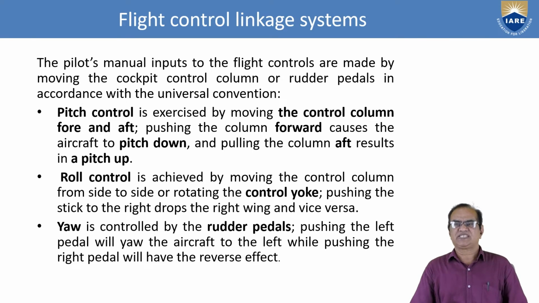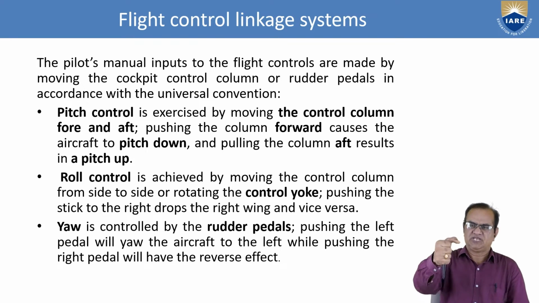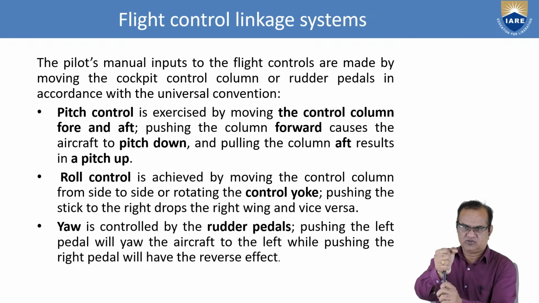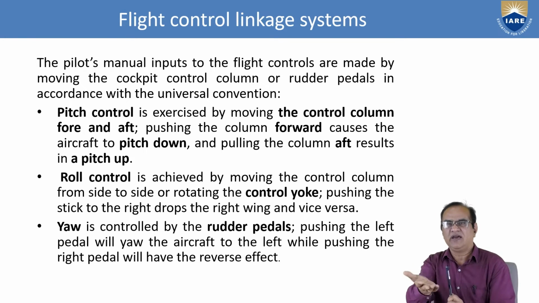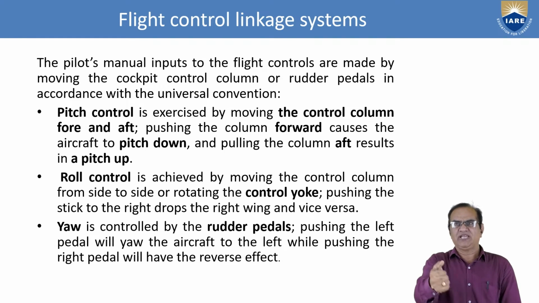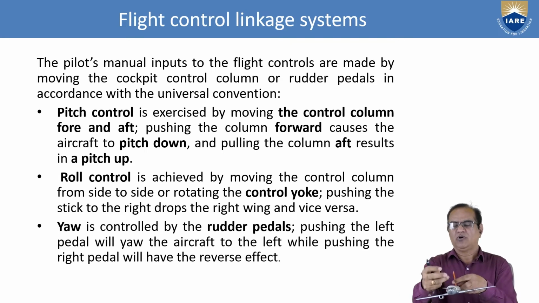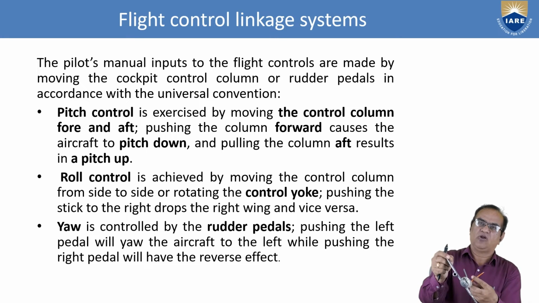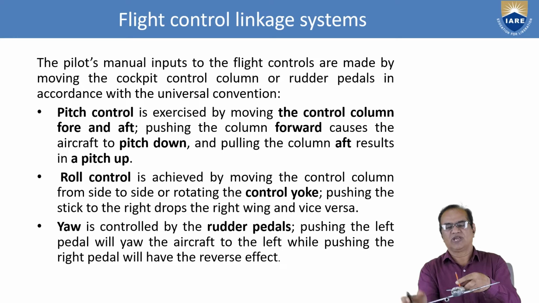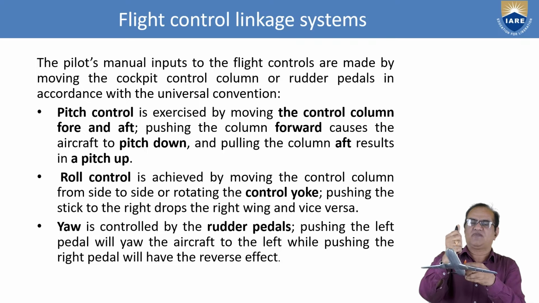Pitch control is exercised by moving the control column fore and aft. As I have told you, if you want pitch, it has to go forward or to the rear. So forward means nose down and rear means nose up. Pushing forward gives pitch down, and pulling the column aft gives pitch up. Roll control is achieved by moving the control column sideways. If you see here, this is the control column. If the pilot moves it like this, the aircraft will roll. If I want nose down, the aircraft will be nose down. If you want up, the aircraft will go up.